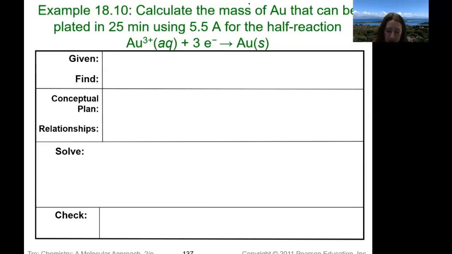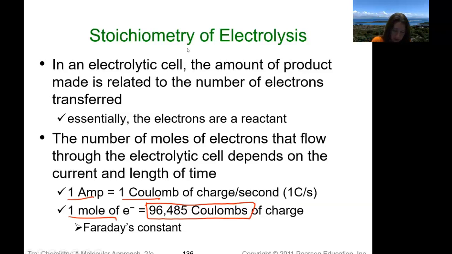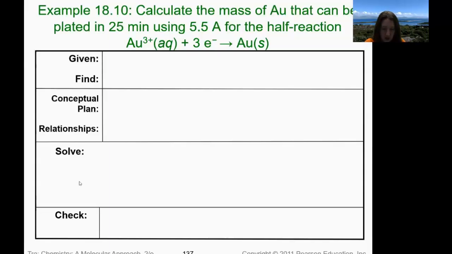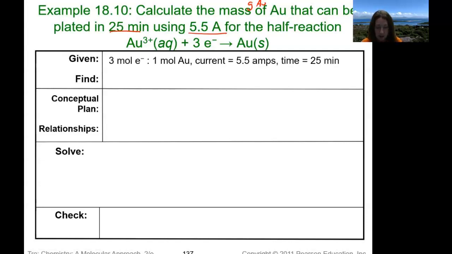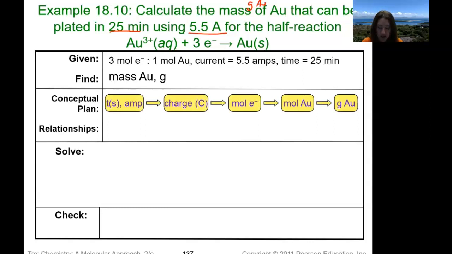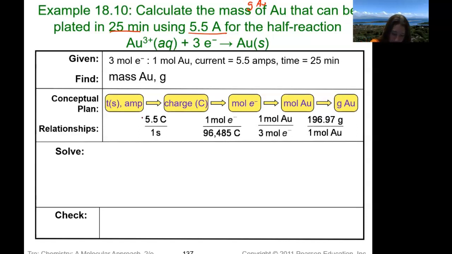So we want grams of Au that can be plated. So we have 25 minutes, 5.5 amps, and here's our half reaction. And so when we do this, remember, here's what an amp is: 1 coulomb of charge, and 1 mole of electrons is this many coulombs, right? And so our stoichiometric conversions, this is what we have, right? And we want mass. So what we're going to do is go from amps to charge, to moles, to grams. And again, here are the conversions.